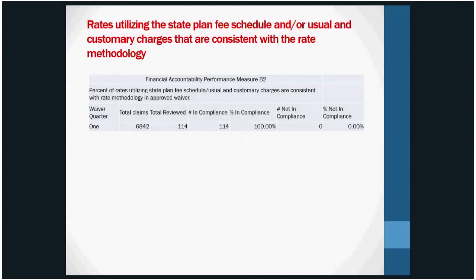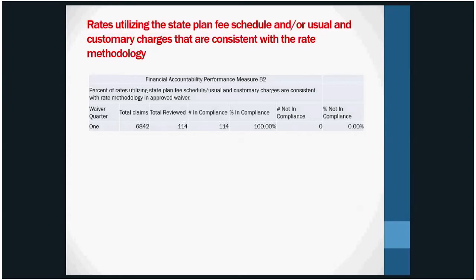Okay, sorry, I don't know if anyone can hear me, but this one usually also is the one that lags a little bit because we do have to request some documentation and look further into it. So this has been updated. Quarter 1 wasn't in the previous presentation, but we did review 114 for that, and there were 114 in compliance. This time, basically what we do is we ask providers to submit or attest to the fact that they billed within the usual and customary charge, which would be what they would bill to a member of the general public, that they don't exceed that cost when they bill Medicaid.